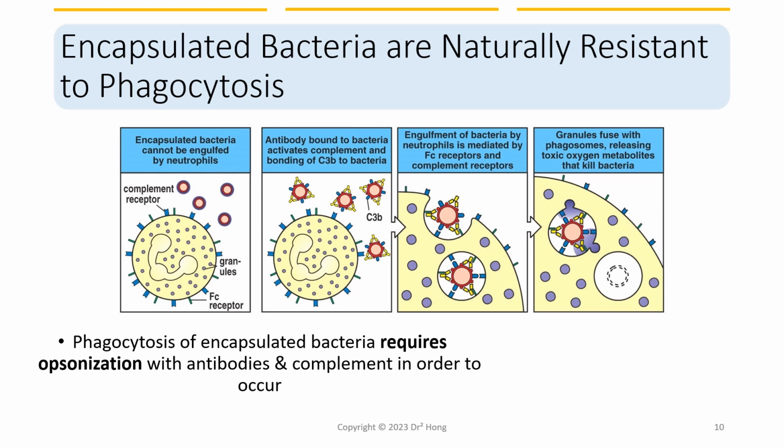The figure shows a neutrophil attempting to engulf bacteria but failing without the help of antibodies and complement proteins. After opsonization by antibodies and complement, the Fc receptor on neutrophils binds to the Fc region of the antibody, and the complement receptors bind to the complement protein. Now, neutrophils can only engulf encapsulated bacteria through this mechanism.